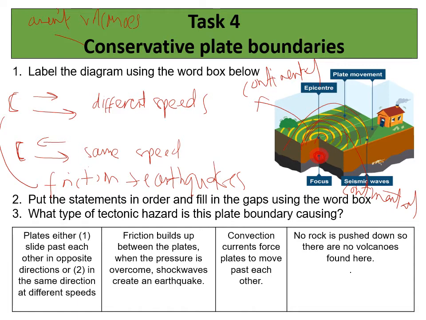So remember that conservative plate boundaries, like constructive plate boundaries and destructive plate boundaries, they all occur because of convection currents. So the convection currents is the first thing that happens, and then you decide which statement is 2, 3, and 4 and put them in the correct order.